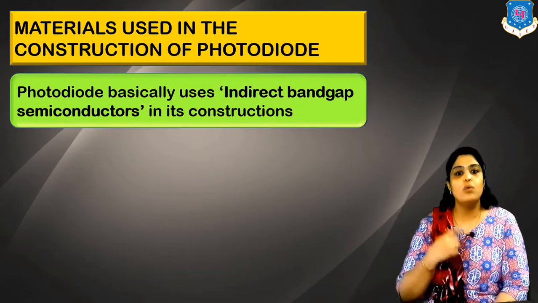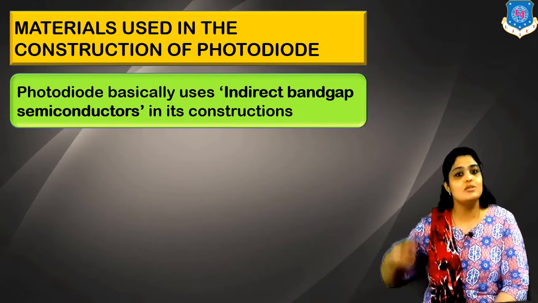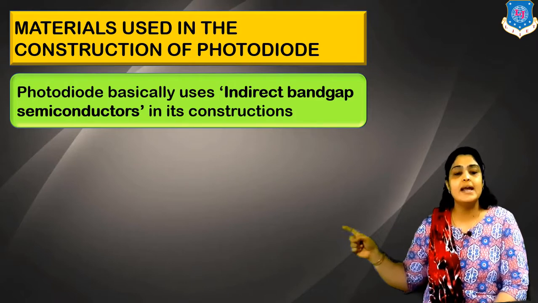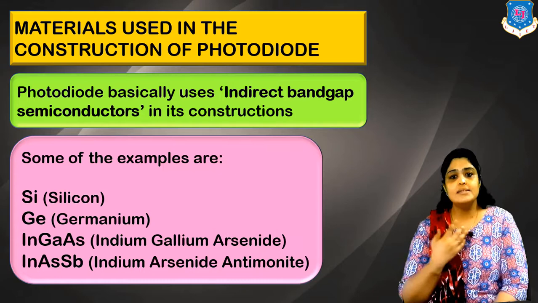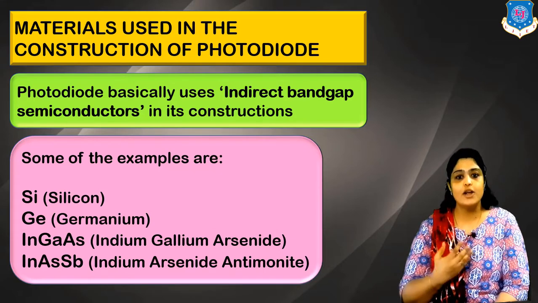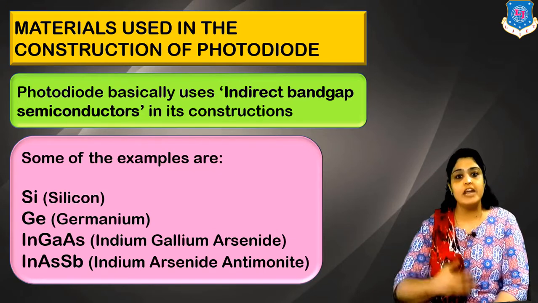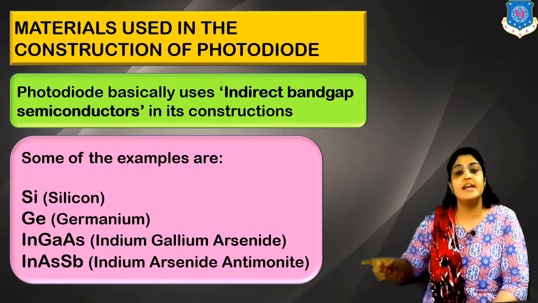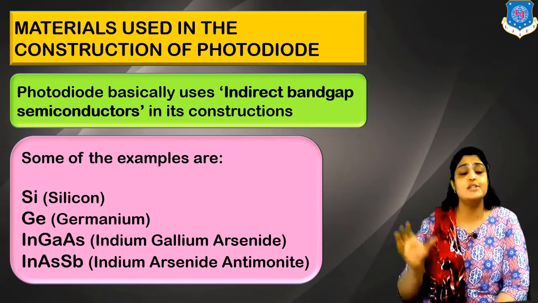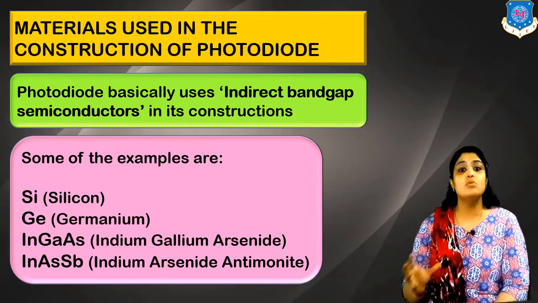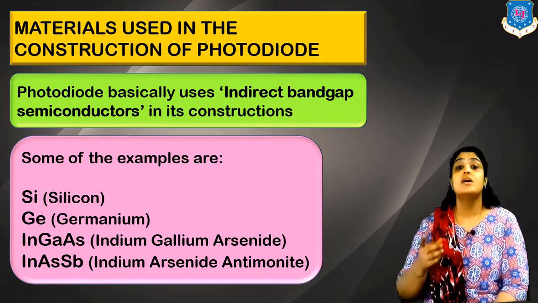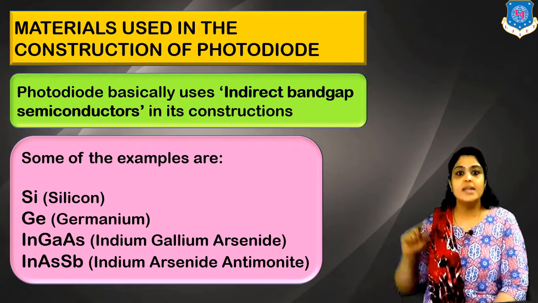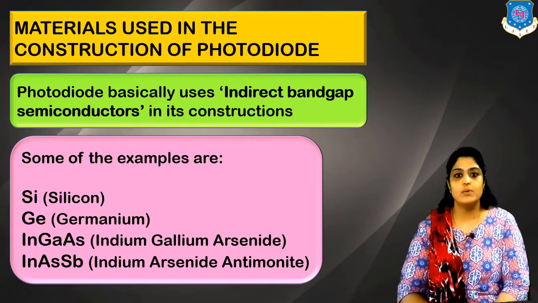Let's have a look at what materials it uses. As I just said, it uses indirect bandgap semiconductors in its construction. Some examples are silicon, germanium, indium gallium arsenide, indium arsenide antimonide. Mostly compound semiconductors which are IBG are used in the construction of photodiodes.